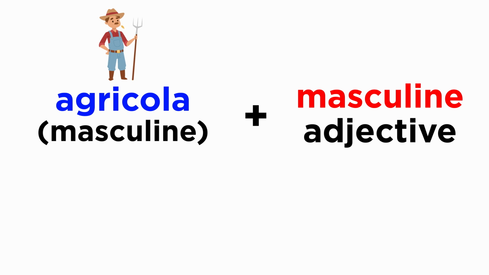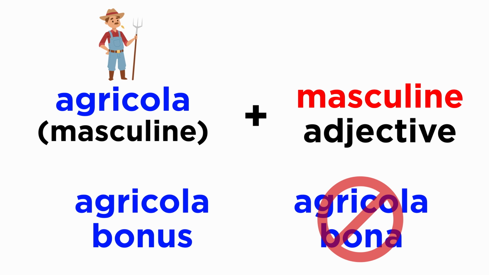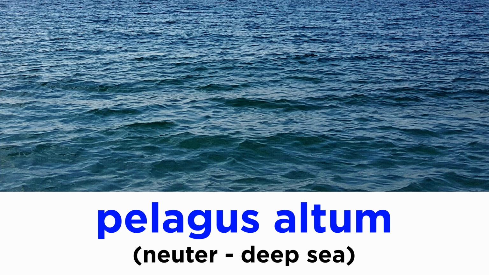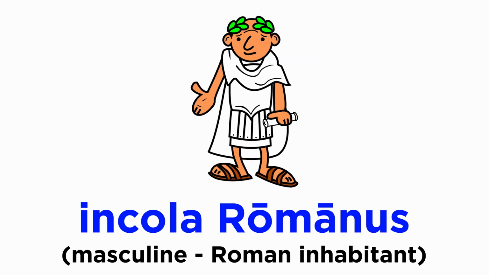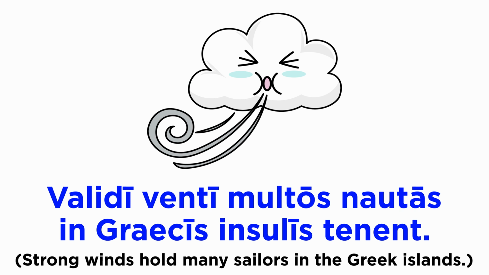This means that when modified by an adjective, the gender of the adjective must also be masculine. So we will get agricola bonus and not agricola bona. Always think in terms of gender and number, never in terms of rhyming. Let's see a few more tricky ones for good measure. Pirata iratus, pelagus altum, malus alta, incola romanus, poeta bonus.